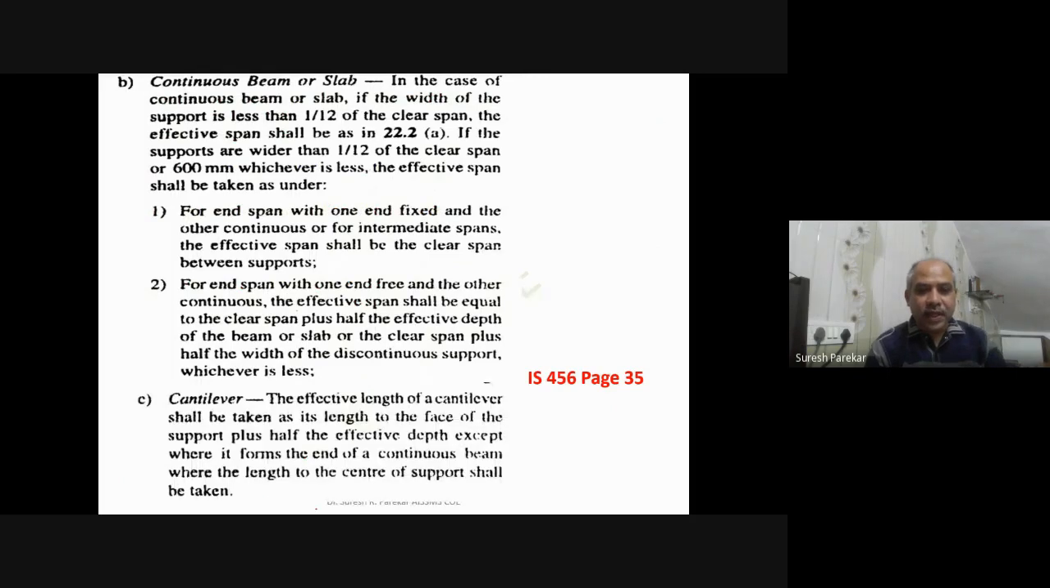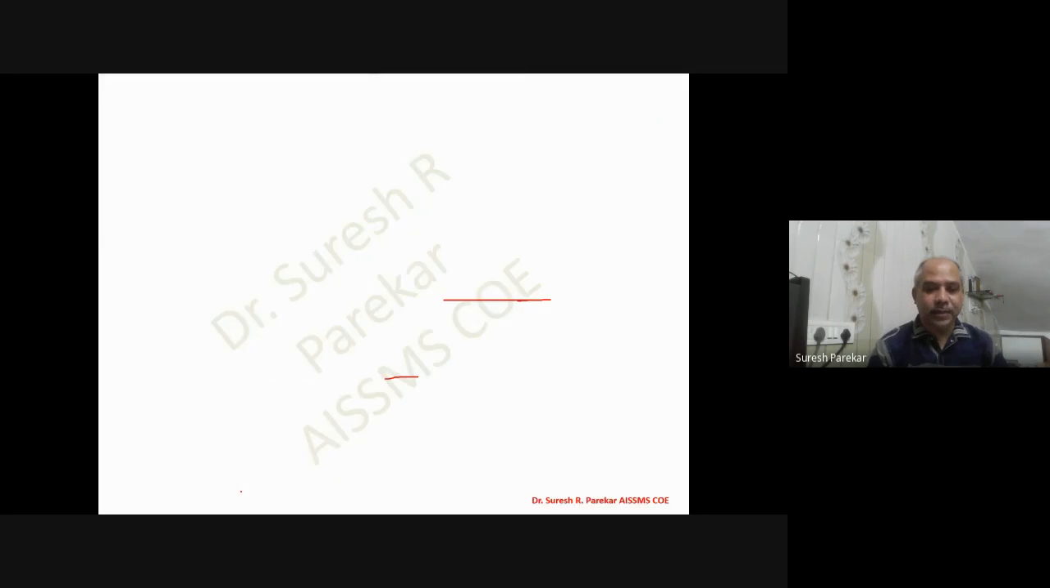So the end of a continuous beam shall be taken its length to the face of the support plus half the effective depth, except where it forms the end of a continuous beam, where the length to the center of the support shall be taken. Means in general we take the face plus half the effective depth, but if we have a continuous end, then we have to take the length to the center of support.